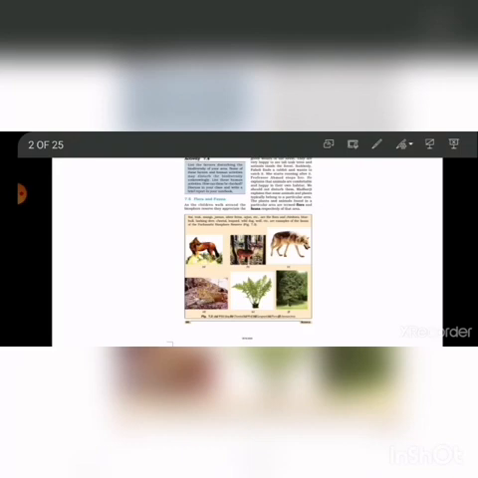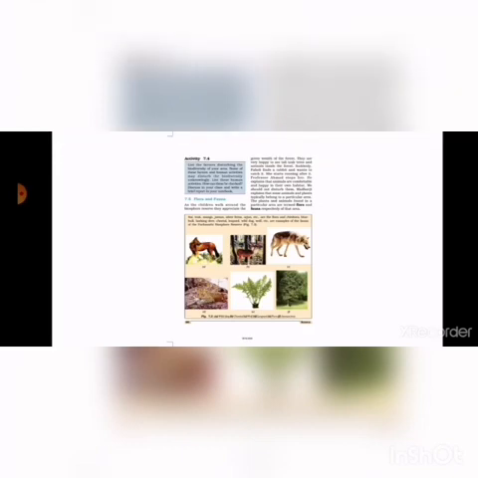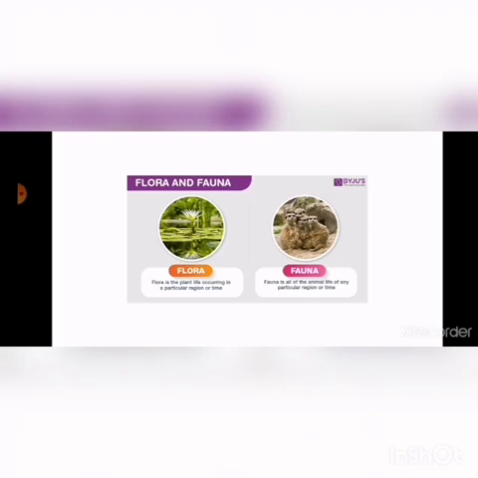Take page number 18. Flora and fauna. Flora: plants found in a particular area are referred to as the flora of the area. For example, flora in the Pachmarhi Biosphere Reserve includes teak, silver fern, mango, etc.